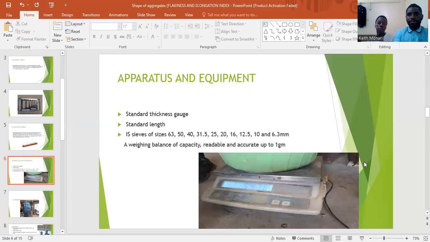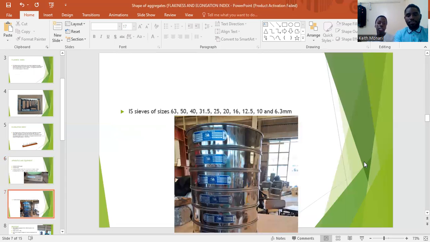Now, onto the apparatus and equipment used to carry out this experiment, we had a standard thickness gauge, a standard length gauge, international standard sieves of sizes 63, 50, 40, 31.5, 25, 20, 16, 12.5, 10, and 6.3 millimeters. A weighing balance, readable and accurate up to 1 gram, is also used and is shown in the picture below. Also, the international standard sieves of sizes 63, 50, 40, 31.5, 25, 20, 16, 12.5, 10, and 6.3 millimeters are shown in the picture below.